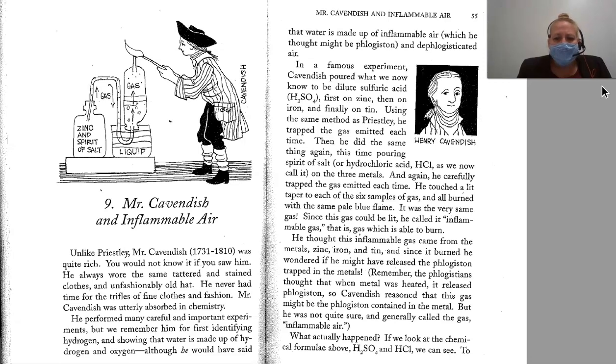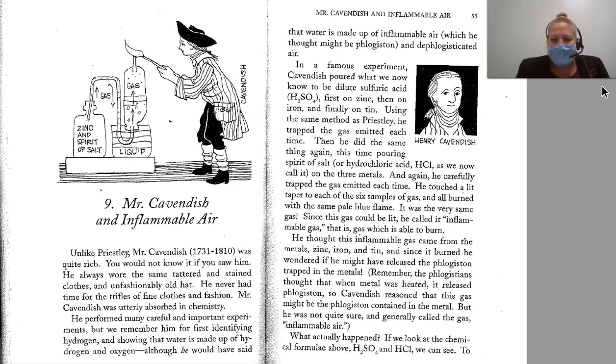He thought this inflammable gas came from the metals zinc, iron, and tin, and since it burned, he wondered if he might have released the phlogiston trapped in the metals. Remember, the phlogistians thought that when metal was heated, it released phlogiston. So Cavendish reasoned that this gas might be phlogiston contained in the metal, but he was not quite sure, and generally called the gas inflammable air.